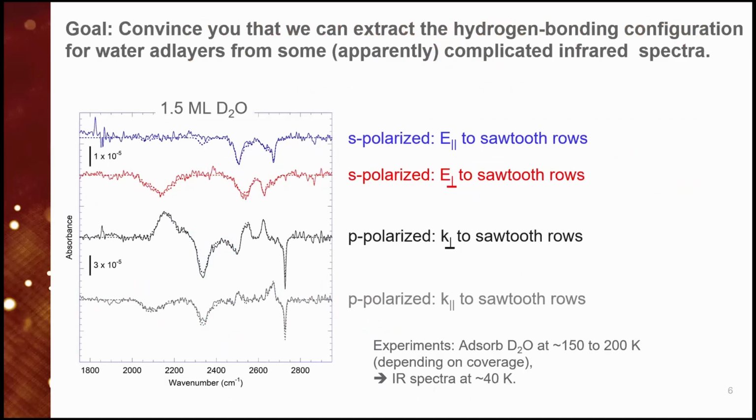So my goal right now is to convince you that we can take a series of spectra like this. These are 4 spectra for 1.5 monolayers of D2O on anatase 101, and you can just see there are peaks and bumps all over the place. And I want to convince you that we can take this information and learn something in detail about the structure of the water adlayer that produced those spectra.